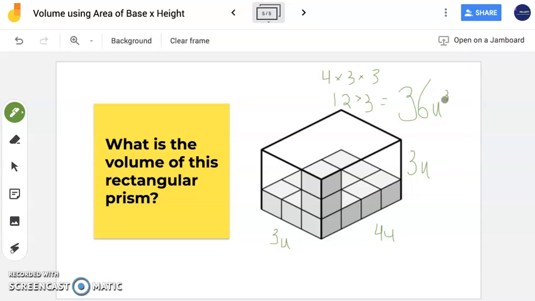As a reminder, to find the volume, all you are doing is doing your area of the base times your height. Or you can simply do length times width times height to help you find the volume of any rectangular prism.